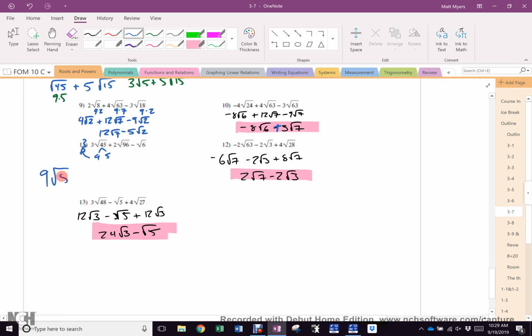9 root 5. 96 is 16 times 6. What's coming out of there? 4. What's already out there? 2. So it becomes 8 root 6. Yes? Minus root 6. How many root 6s is that? 1. So I have 8 root 6s, and I'm taking away one of them. So what is the answer? 9 root 5 plus 7 root 6.